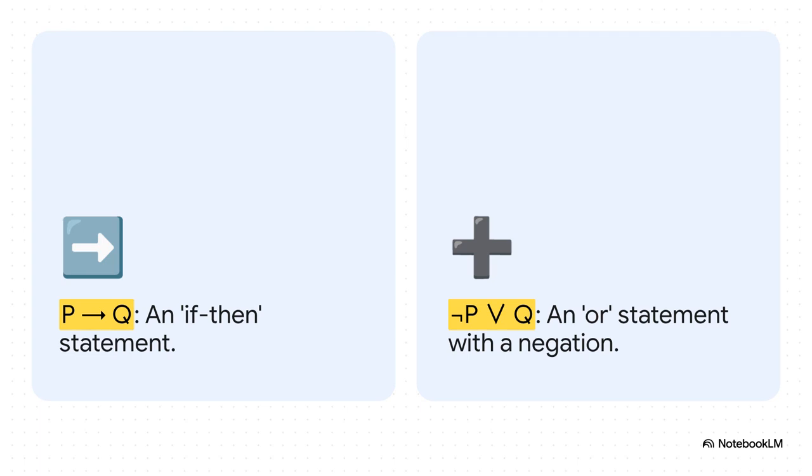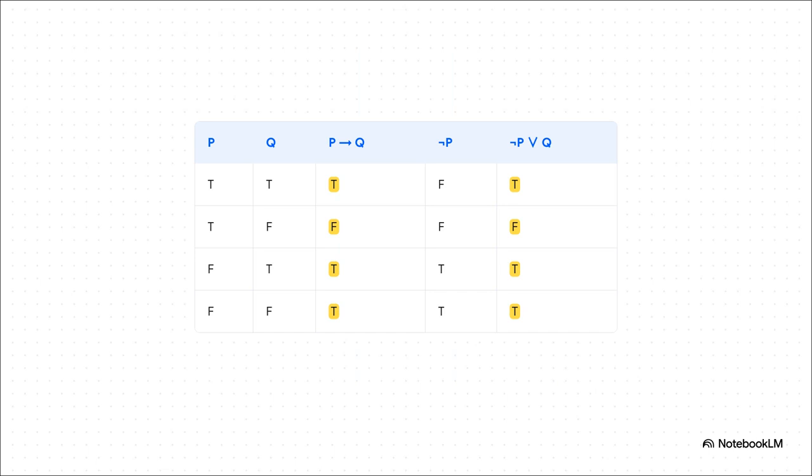I mean, they look nothing alike, right? One's an if-then, one's an or with a not. But are they the same? There's only one way to find out. We run the numbers, we build the truth table for both. And would you look at that? The final column for if P then Q is identical to the final column for not P or Q. T, F, T, T. They match up perfectly. This is proof. They are logically equivalent, and that is a huge deal because it means we can swap one for the other anytime we want.